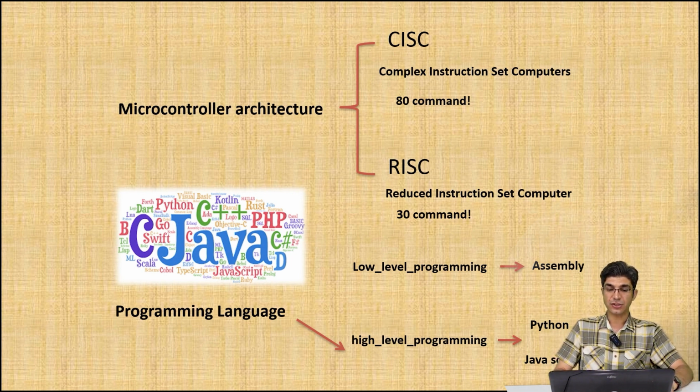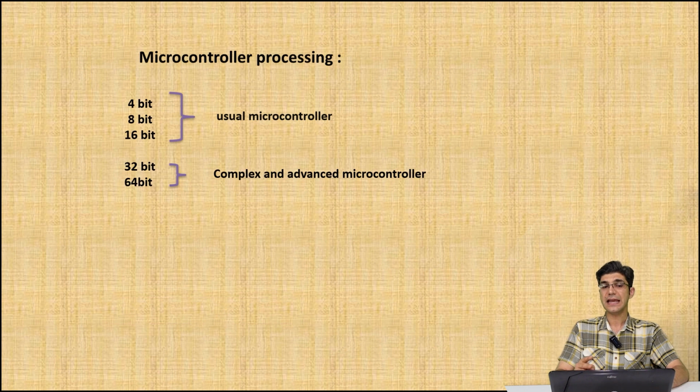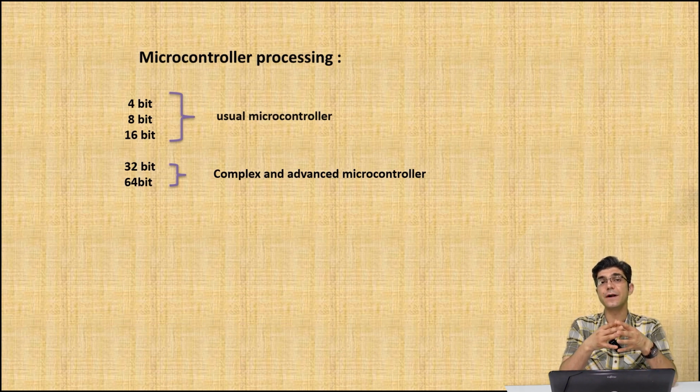The other thing I must speak about is the microcontroller bit width. We have many microcontrollers: 4-bit, 8-bit, 16-bit, and the advanced and complex ones are 32 and 64 bits. What's the difference, for example, between 4-bit and 16-bit? One is the number of buffers, of course; in comparison, 16-bit has much more than 4-bit. The speed is higher, and the number of pins is much more than, for example, the 4-bit.